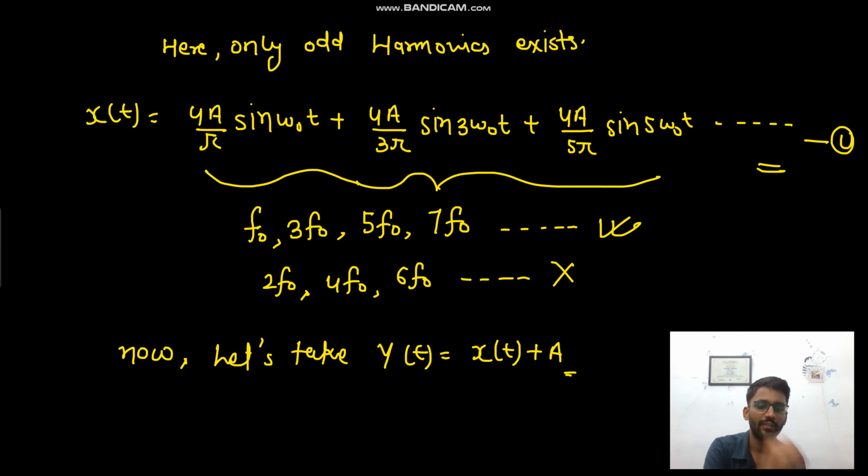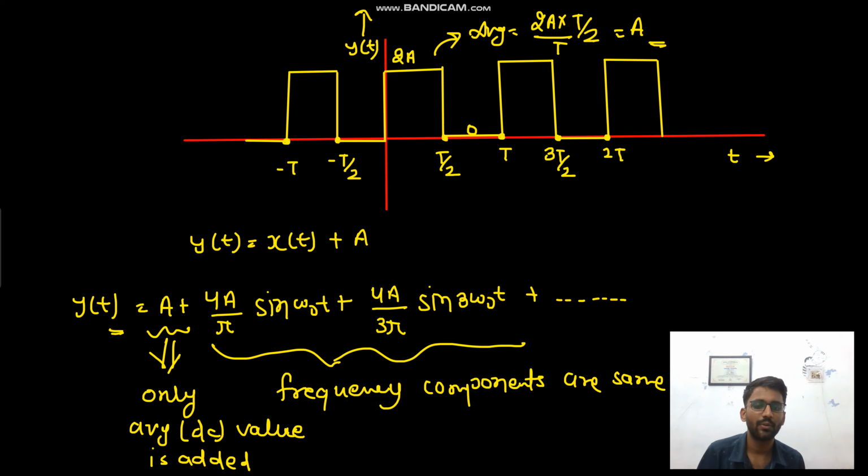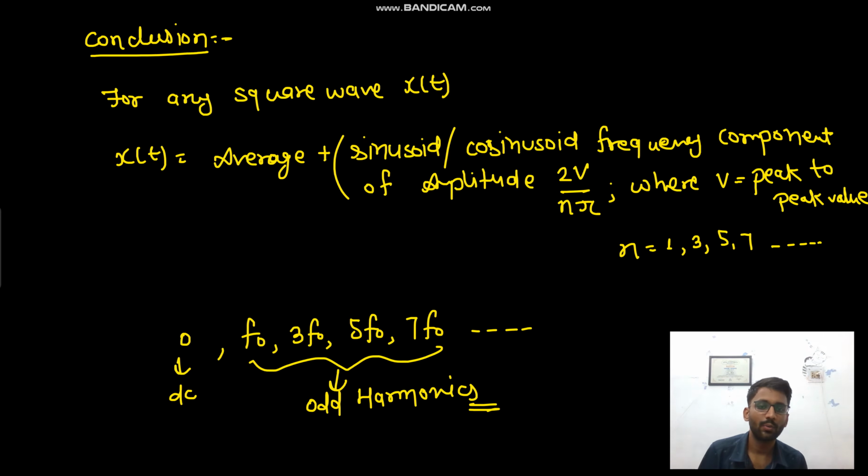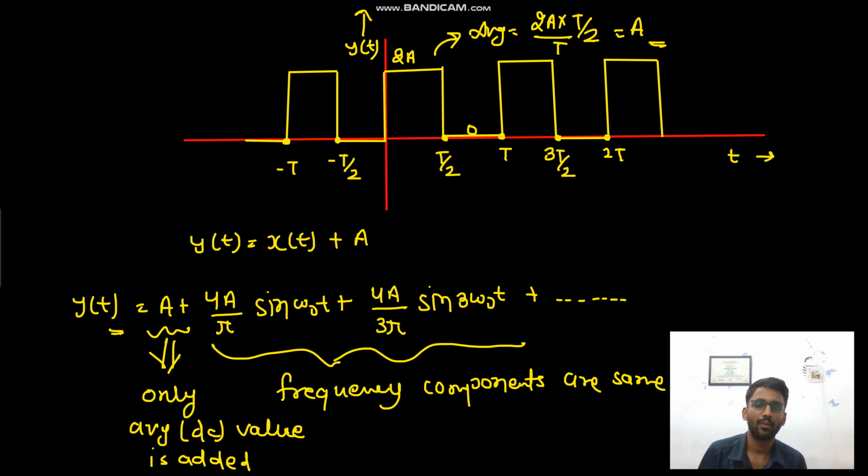F naught, 3 F naught, 5 F naught, 7 F naught. Not a single even harmonic, only the odd harmonics we will have. The amplitude you can remember, it is 2 into peak to peak value upon n pi. What is the peak to peak value here? It is 2a, so the peak to peak value is 2a.